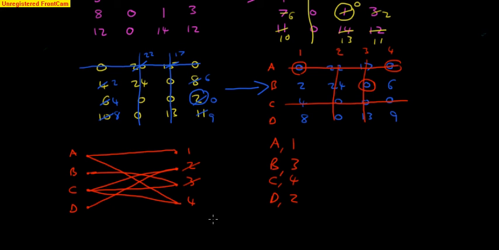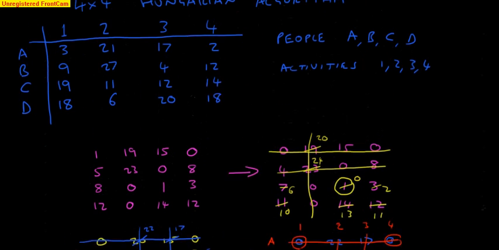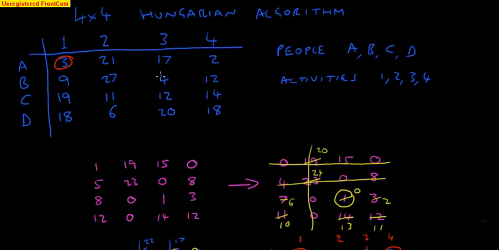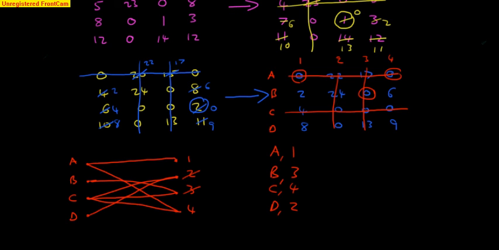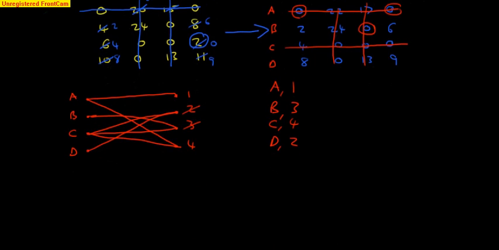To work out the number of hours it's actually going to take us to do these 4 tasks, the minimum time, let's go back to the original one. We've got A1 and B3, and then we've got C4 and D2. C's doing 4 and D's doing 2. And the minimum time then is those numbers added together. So we've got 6 and 4 is 10, 24, 27 hours. So the minimum time is 27 hours, and that's it. So there we go.